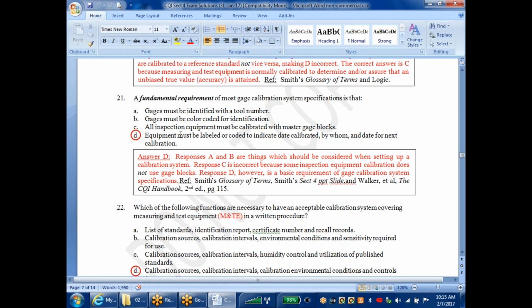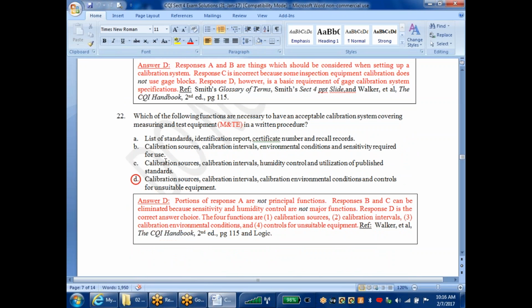And then D, equipment must be labeled. Well, we're talking about labeling and identification, but labeled or coded to indicate date calibrated, by whom, and date for next calibration. This is fundamental. Whether you color code it or whatever, D is the fundamental requirement. This is basic. It's the broadest worded answer choice, which makes it correct a high percentage of the time.